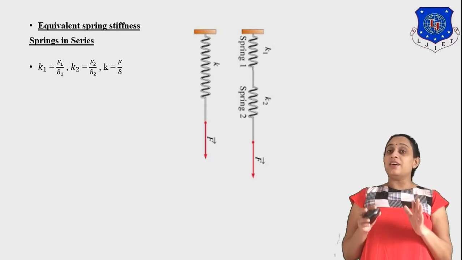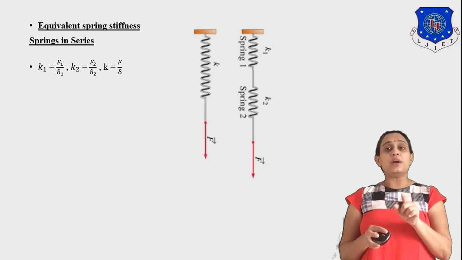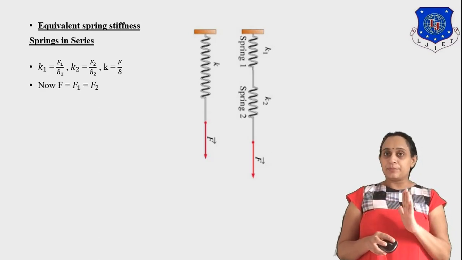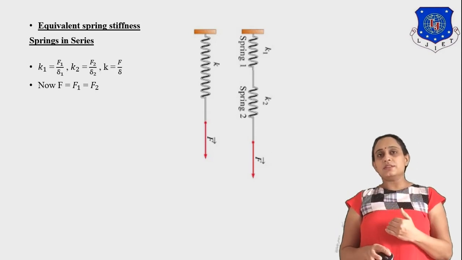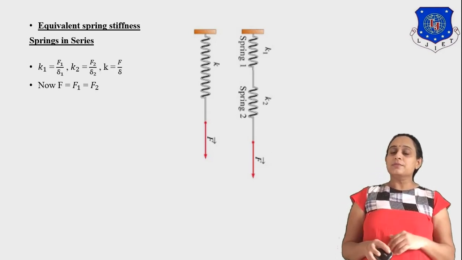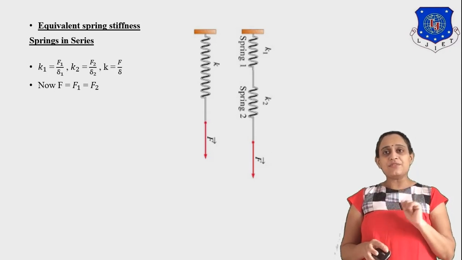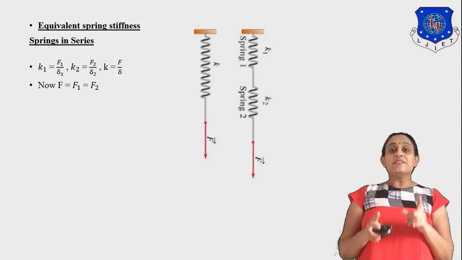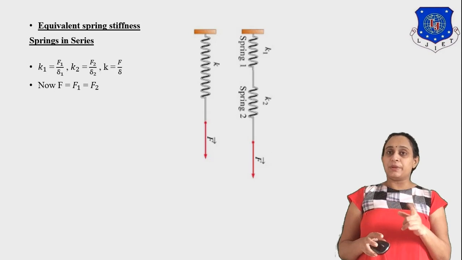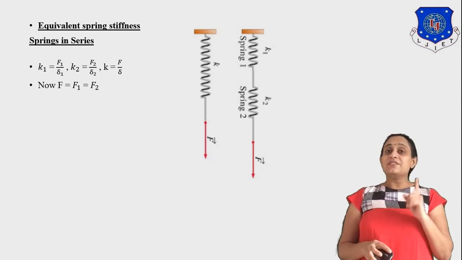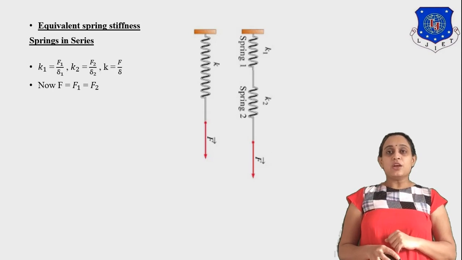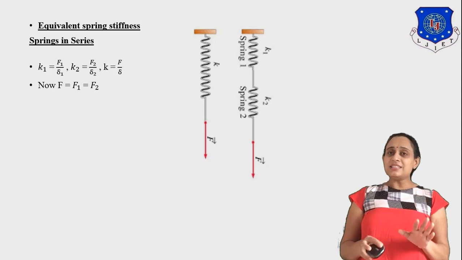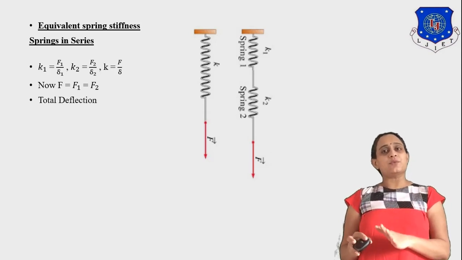Now if you see in our diagram, the force applied on both of the springs, or the equivalent spring, is the same. It means we first have to consider the force effect. What is the force? Force F is equal to F1 is equal to F2. What is force F? The force applied on the equivalent spring. What is F1? The force applied on the first spring. What is F2? The force applied on the second spring. In general, F is equal to F1 is equal to F2.